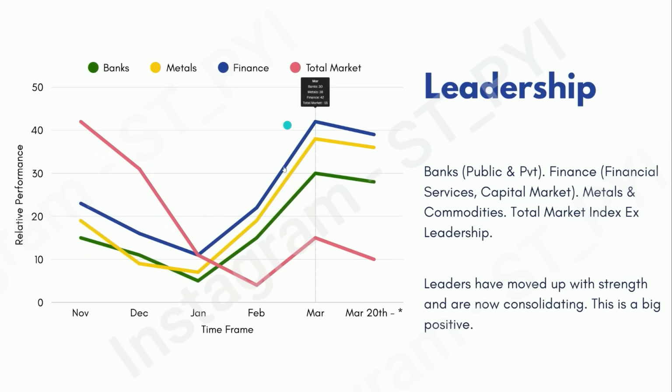Of course, there are a lot of industries here. I'm not taking the names of those industries, I'm just sticking with the major sectors in the market. So, banks, public and private, finance, financial services, capital market, metals, and commodities, and the total market index without inclusion of banks, capital markets, finance, because then that would distort the data. So leaders have moved up with strength and they are now consolidating. This is a big positive sign in the market.